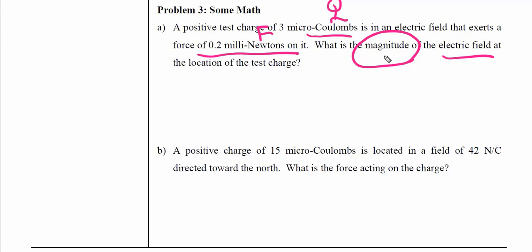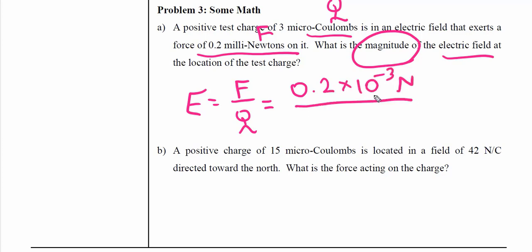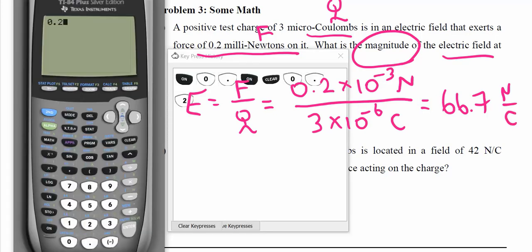Okay, now recall that the formula is E is equal to F over Q. The force in this case is 0.2 millinewtons. Milli is 10 to the negative 3. And then we have 3 microcoulombs, and micro is 10 to the negative 6 coulombs. If we put this in a calculator, we're going to get 66.7 newtons per coulomb. There's E. E is the scientific notation shortcut for a lot of calculators. You might not have this one, but your scientific calculator might have a capital E. Use that to your advantage, okay?